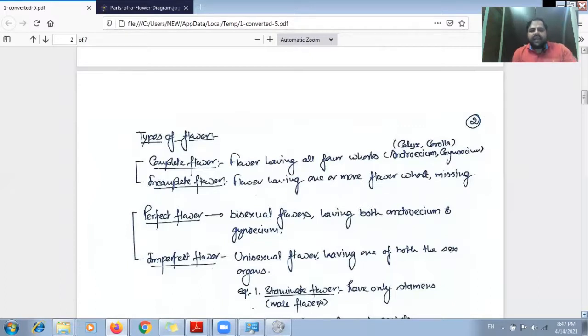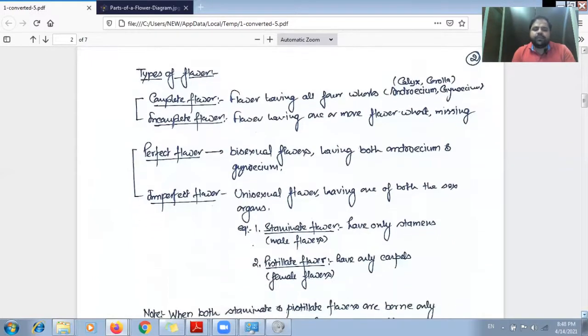Now, again, the flower can be divided into perfect and imperfect flower. So in case of perfect flower, these are the bisexual flowers. Means the perfect flowers are those flowers which are having both androecium and gynoecium. Means they will have both the essential parts of the flower, and will be called as perfect flower. But in case of imperfect flower, the flowers are unisexual. It means either they will have androecium or gynoecium, but both will not be present in the same flower.